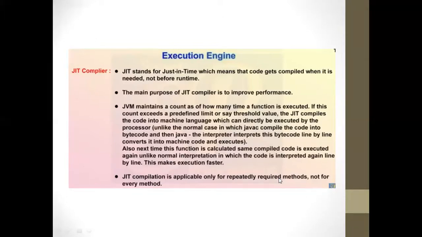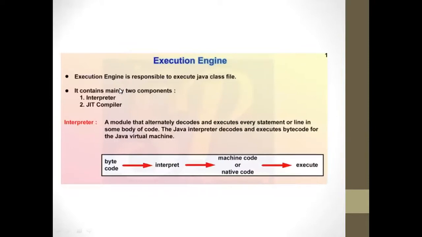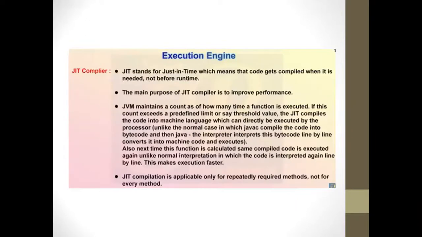So this was about the JIT compiler, and we have covered the execution engine. In this execution engine, two components are very important: the interpreter and the JIT compiler. The interpreter takes the bytecode as an input, converts it to machine code or native code, and finally executes it. And the just-in-time compiler means that code gets compiled when it is needed, not before that particular time.